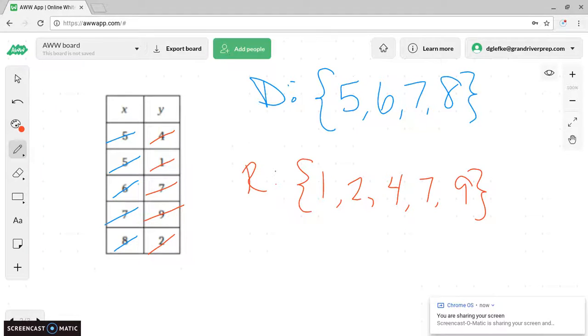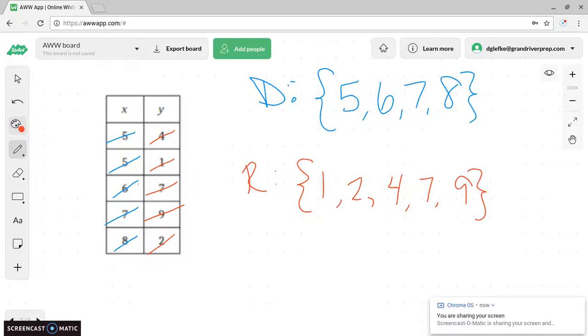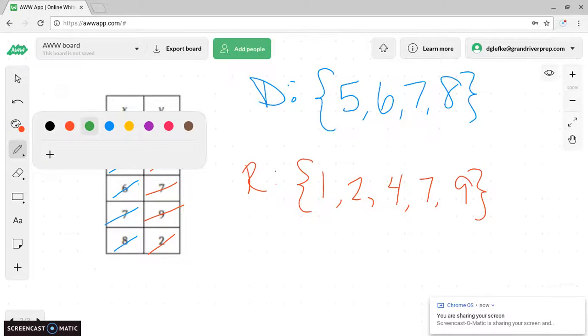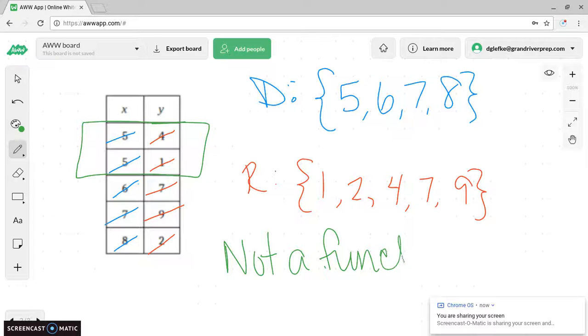And then if we're asked to figure out if it's a function or not, for this, we're going to look at our X values. If we have one X value that has 2 different Y values, it's not a function. And if we look right here, our X value of 5 has a Y value of 4 and a Y value of 1. So this one is not a function either. And that's it. So we found our domain and range, and we determined if it was a function or not.